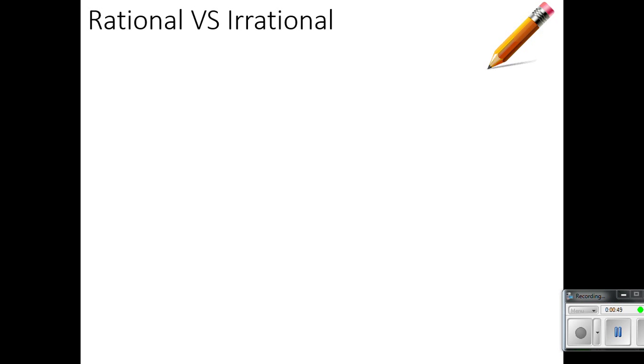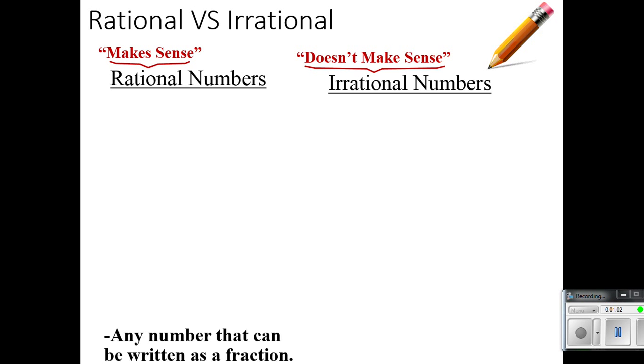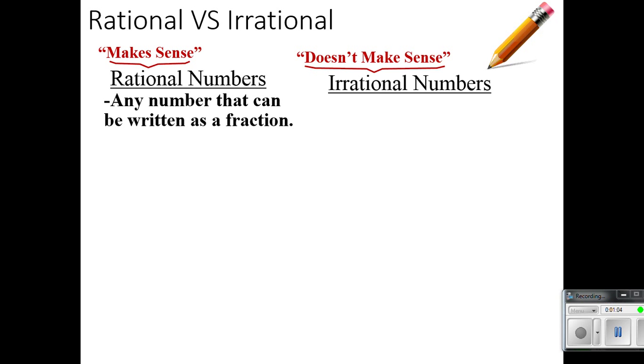Rational versus irrational. Rational numbers are numbers that make sense. Irrational numbers are numbers that don't really make sense. And yes, you do need to write this down in your notes, please. A rational number is any number that can be written as a fraction, or I might use the word ratio. Fraction and ratio are the same thing.